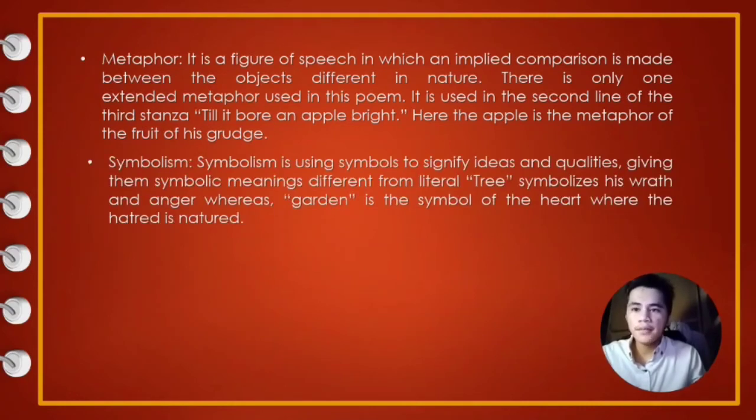Next, we have symbolism. Symbolism is using symbols to signify ideas and qualities, giving them symbolic meanings different from their literal sense. The tree symbolizes his wrath and anger, whereas the garden is the symbol of the heart where the hatred is nurtured. So the symbol of garden is the heart of the persona, and the tree there symbolizes his grudge or anger. So in other words, the persona has hatred within his or her heart.